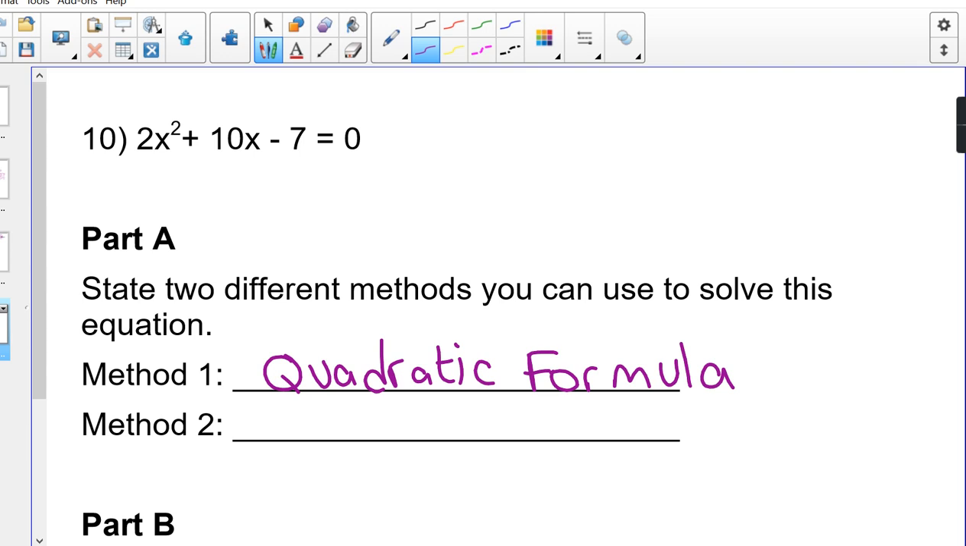Now let's see, would we use factoring? Would we use completing the square? Would we use inverse operations? Well, we can't use inverse operations because I see x squared and x, two unlike terms. I can't combine them, so I can't use inverse operations.